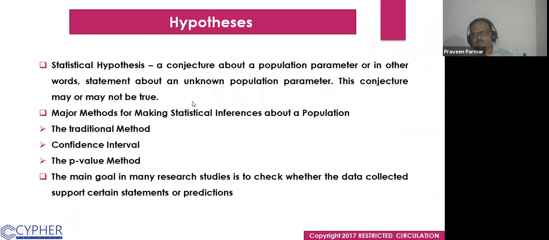The major methods for making statistical inference about a population are the traditional method, the confidence interval method, and the p-value method. Here we will talk about the confidence interval and the p-value method. The confidence interval method is not used nowadays. The p-value method is mostly used. I will explain the p-value method later, in the later slides.